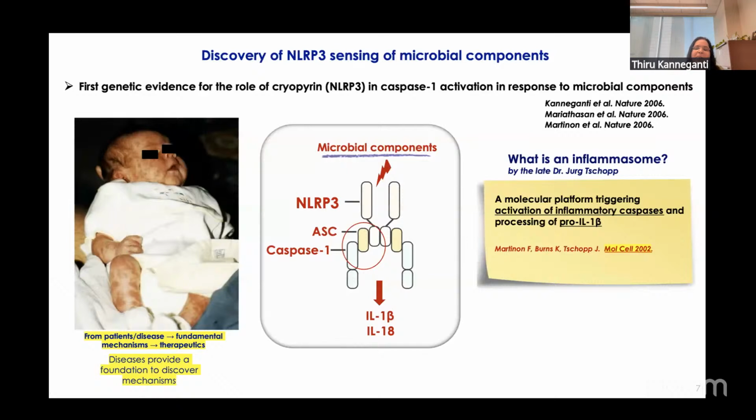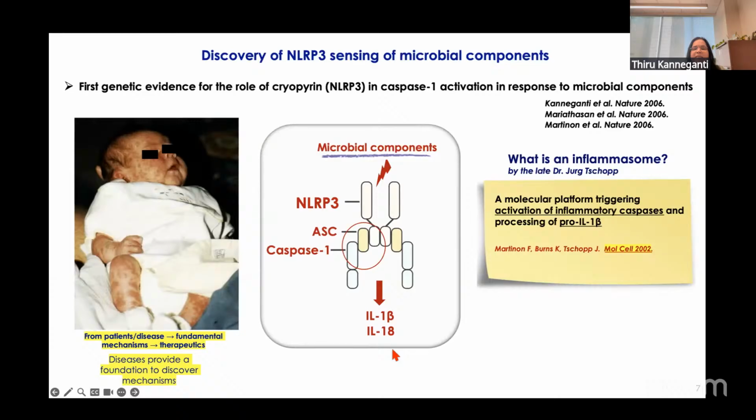So in our first study, together with Dr. Vishwa Dikshit's lab and the late Dr. Jürg Tschopp's group, we showed, providing the first genetic evidence, the role of NLRP3 in activating caspase-1 in response to microbial components. Of course, we know that there are these patients, but these studies showed that there could be specific triggers activating NLRP3 to form this multi-protein complex called the inflammasome for the maturation of pro-inflammatory cytokines IL-1 beta and IL-18.